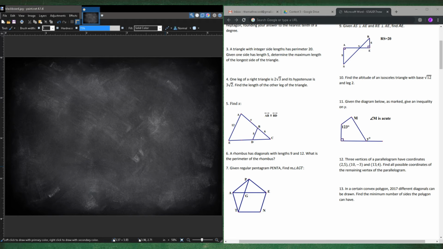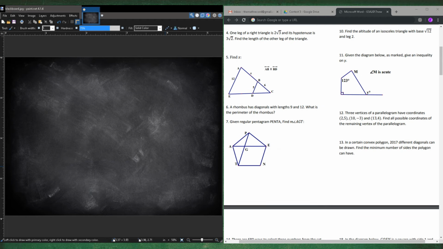Okay, number 12. Three vertices of a parallelogram have coordinates (2, 5), (10, -3), and (13, 4). Find all possible coordinates of the remaining vertex of the parallelogram. So let's draw the picture. We have (2, 5) right here, then (10, -3), and then (13, 4). You don't have to be the most precise about it. So technically, we have these 3 points.